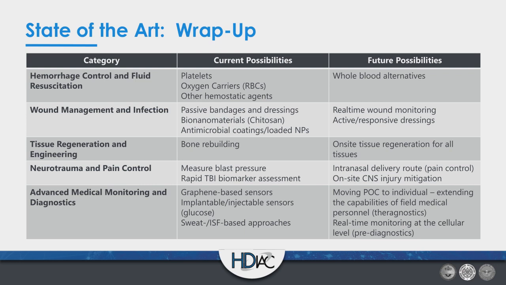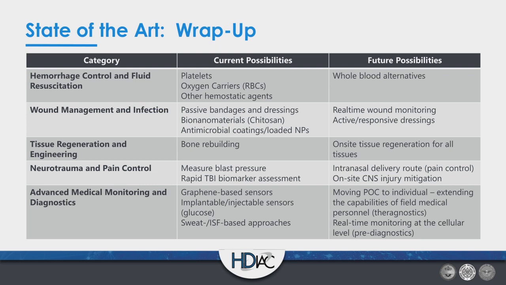But this is a wrap up of everything we covered and where we think the field is right now. You see on the left, these are the 5 areas that we covered in the core part of the report. The middle column covers the possibilities that we have right now, right? These are things that we can do with nanotechnology. These are things that we're focusing on when it comes to combat casualty care. So these are very possible.